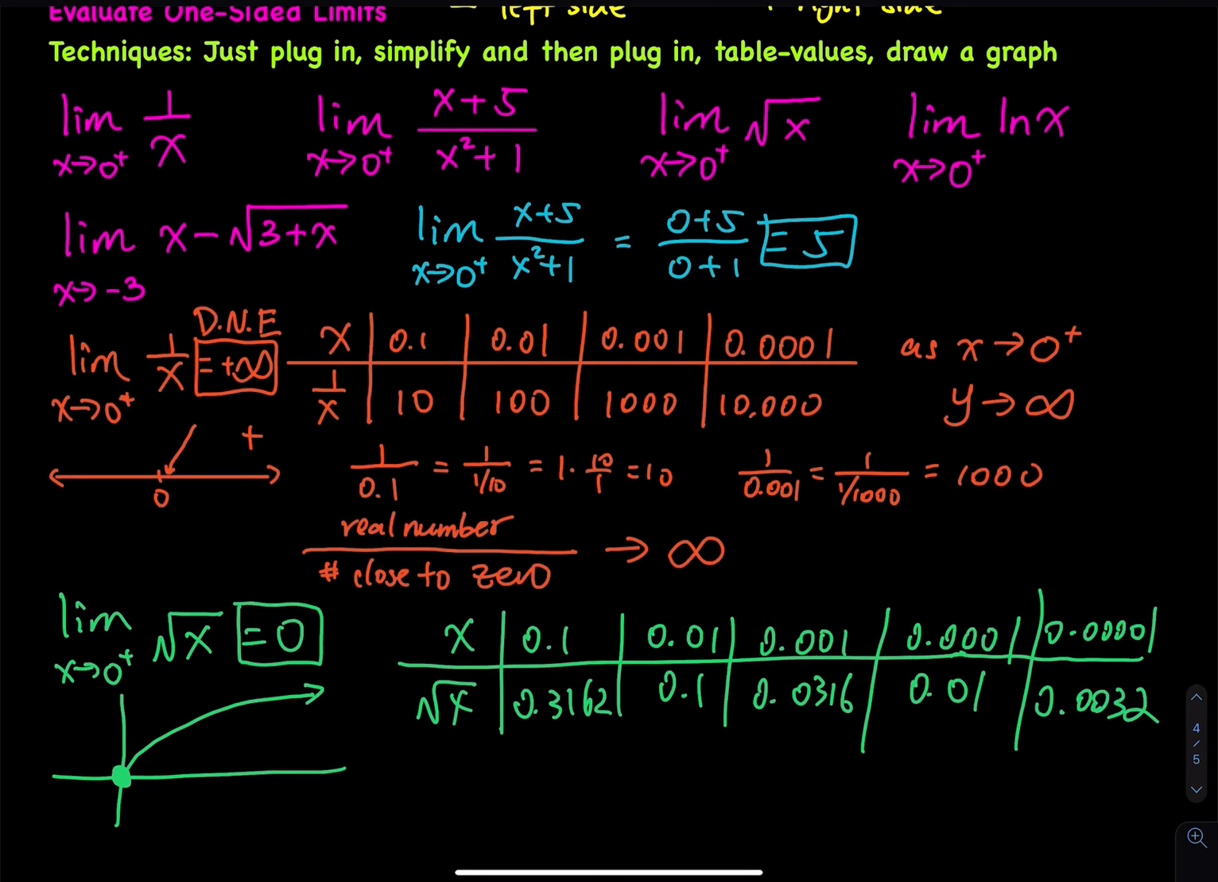So as you can see, as x approaches 0 from the right, the y value is getting very small, right? So y basically approaches 0. As a result, the limit is just equal to 0.